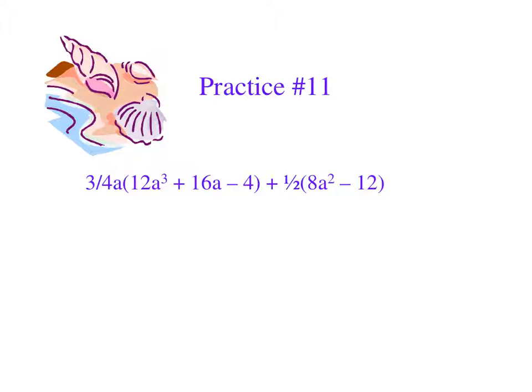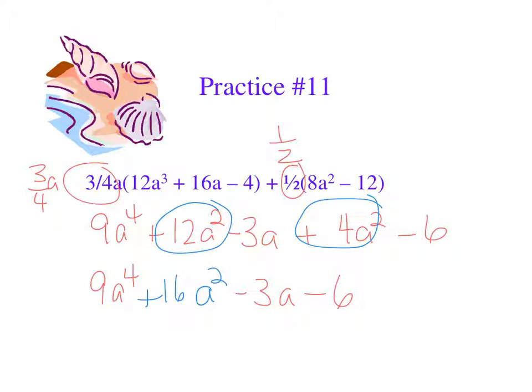Alright, I've done a whole bunch of problems for you, so let's see if you can do this one yourself. And this is a 3/4 a here. So distribute that to the first parentheses, distribute the 1/2 to the second, combine your like terms, see what you come up with. So pause the video now and give it a try. Alright, here's what I got. Hopefully we got the same thing. If you didn't, ask me in class and we'll see where we went wrong.